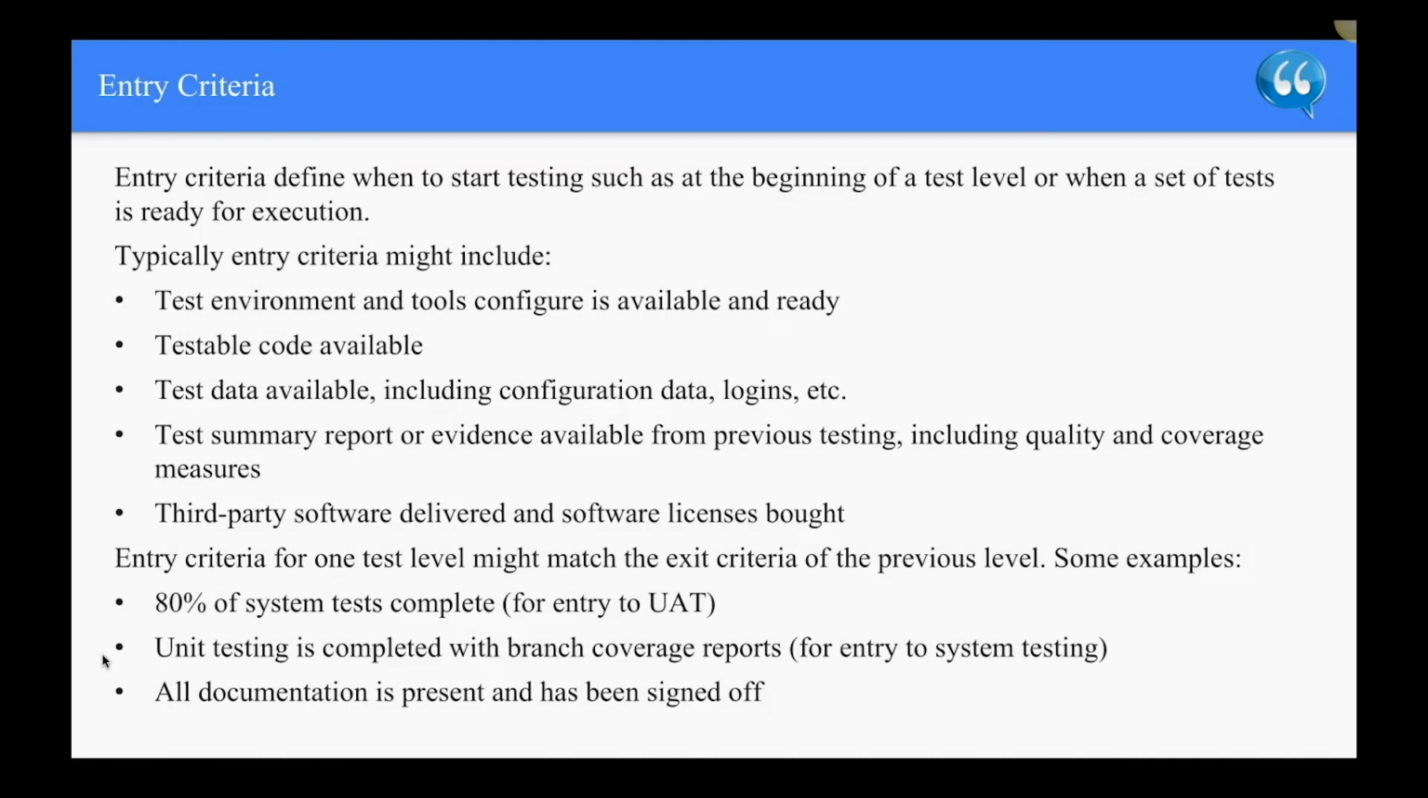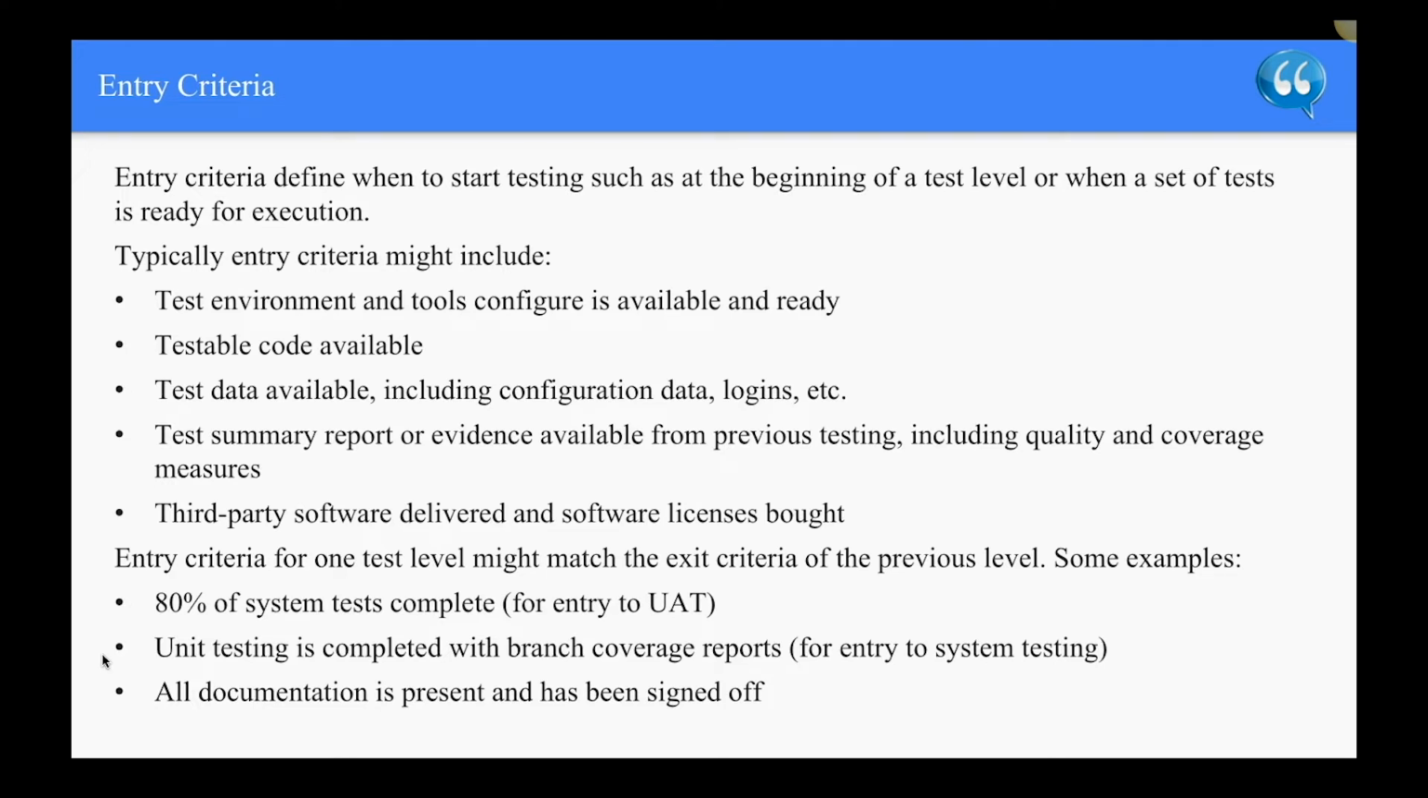Entry criteria. Entry criteria define when to start testing, such as the beginning of a test level or when a set of tests is ready for execution. Typically, entry criteria might include: a test environment available and ready, test tools configured in the test environment, testable code available, test data available, including configuration data, logins, etc. Test summary report or evidence available from previous testing, including quality and coverage measures. Third-party software delivered and software licenses bought. Other project dependencies in place.